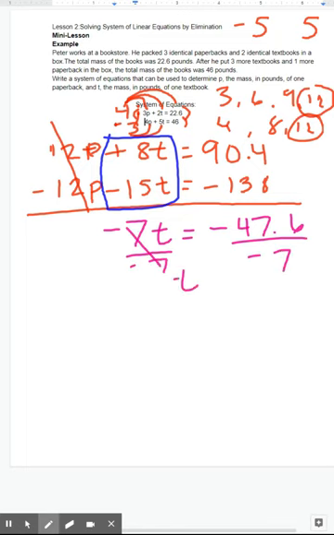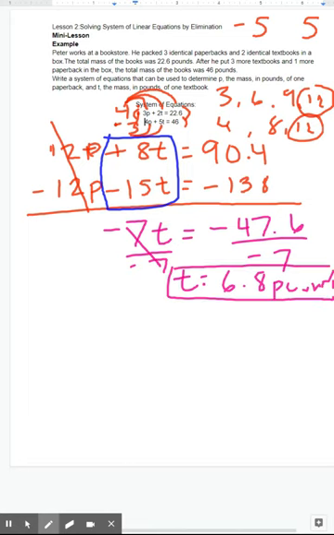Last but not least, I need to divide both sides by -7. -7 cancels out. T is equal to -47.6 divided by -7, and that gives me 6.8 pounds. Now the question is asking me to solve for how many pounds one textbook is, but also how many pounds a paperback book is.